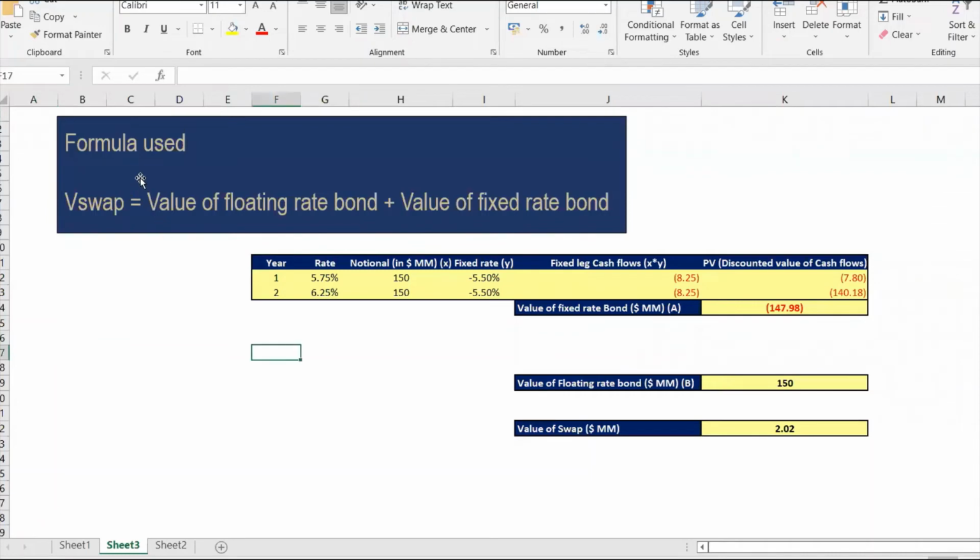So the same formula I have kept over here, and the situation is the remaining life of the swap is 2 years. So 1 year and 2 year, the corresponding discount rates on which discounting will be done are these two, and notional is 750 million. So we will calculate in the millions just to avoid many zeros beside the number. And the fixed rate of the swap was negative 5.5.